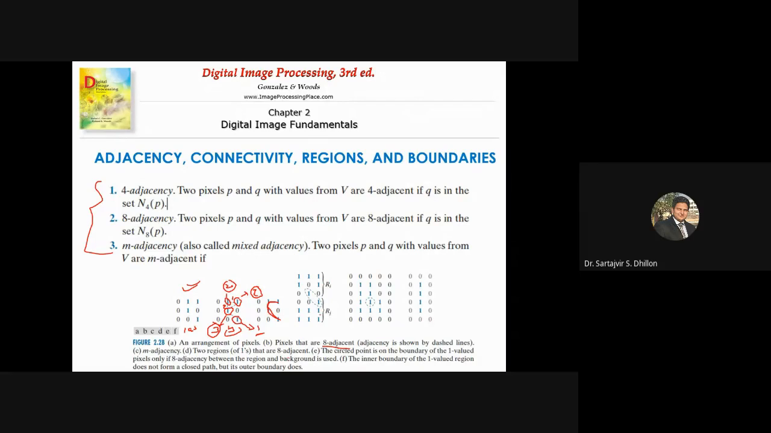We have to concentrate on these two adjacencies, that is 4-adjacent and 8-adjacent, and the other one is mixed adjacency, in which two pixels P and Q with values from V are M-adjacent. Now it is very clear from this figure, that is figure C.